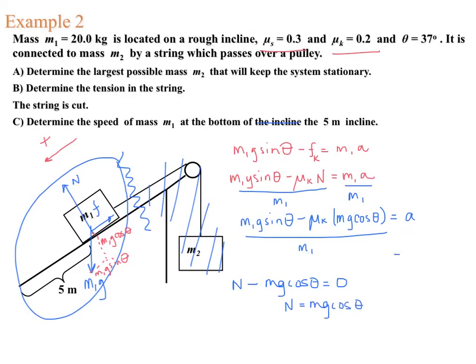Now that I have all these values, I can calculate my acceleration. And then if I know acceleration, I know displacement in the x direction. I can assume that my initial velocity at the top, before my string was cut, is equal to 0. Then I can solve for my final velocity. So for acceleration, I get 4.33 meters per second squared.